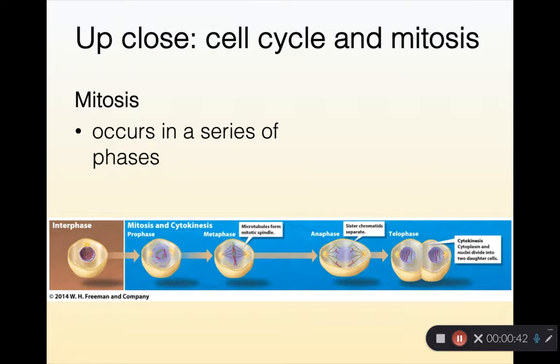So the main thing that's important to know is that this is occurring again in a series of phases, and we call this the M phase for mitosis. So there's a prophase, a metaphase, anaphase, and a telophase. And before that, we have what we talked about previously, the interphase. An easy way to remember it for me is: interpro, meta, ana, on the telo.